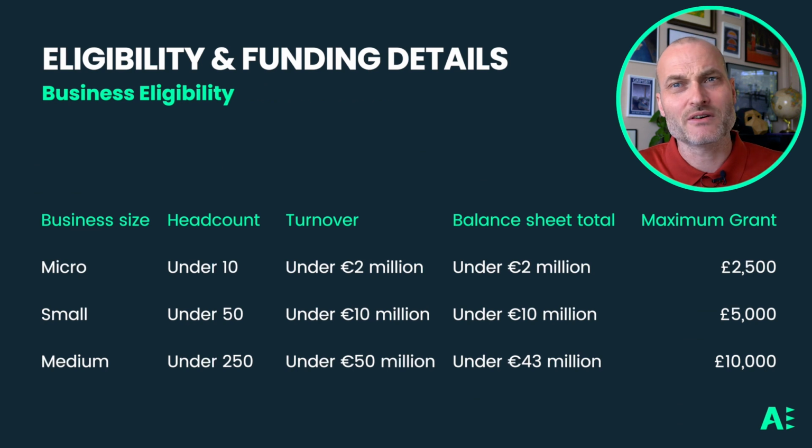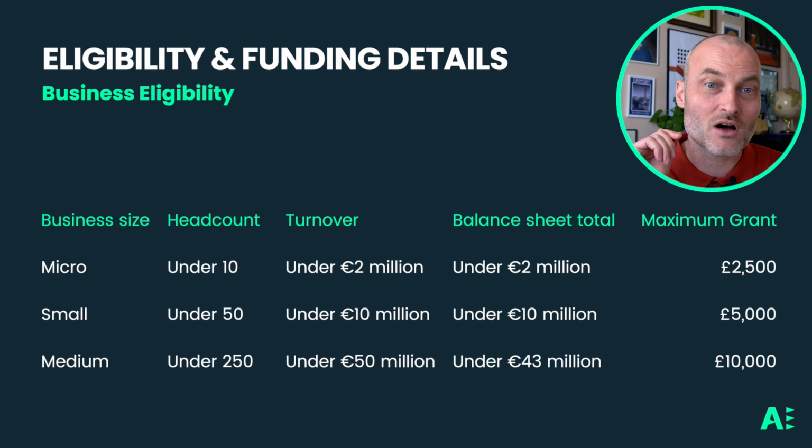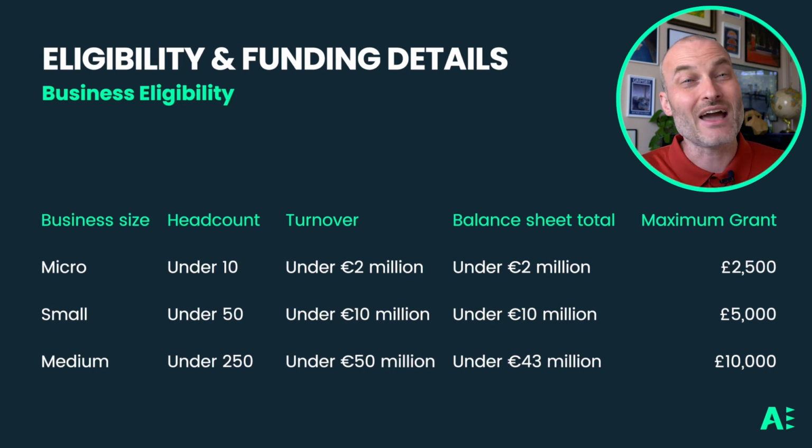So how much grant funding is available? Well, this depends on the size of your organisation. And that's split into 3 areas, really. There's micro businesses, which are under 10, so that's 1 to 9 employees with a turnover of under 2 million euros and a balance sheet of under 2 million euros. They can get a maximum grant of 2.5K. A small business, which is under 50, so that's 49 employees, under 10 million euros of balance sheet and turnover, they can get up to £5,000 of grant funding.